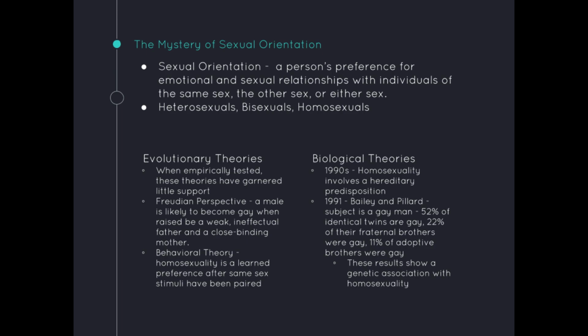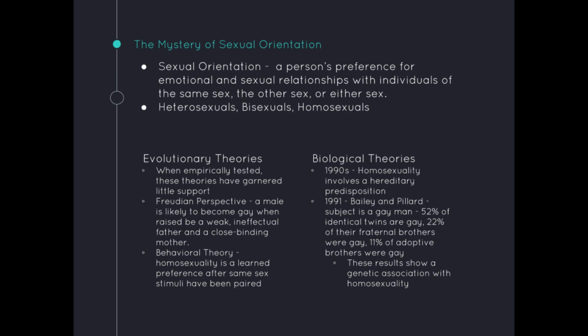Homosexuality is a learned preference after same-sex stimuli have been paired. So you have that behavior of being homosexual after your homosexual stimuli, we'll call them, have been paired and matched. And the third type of theory in the mystery of sexual orientation is the biological theories.